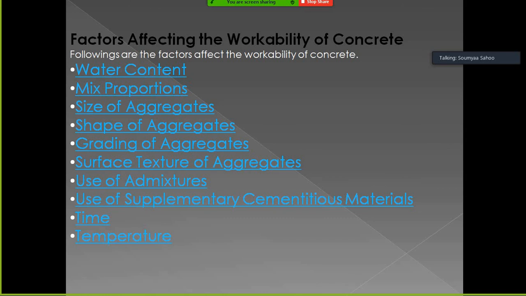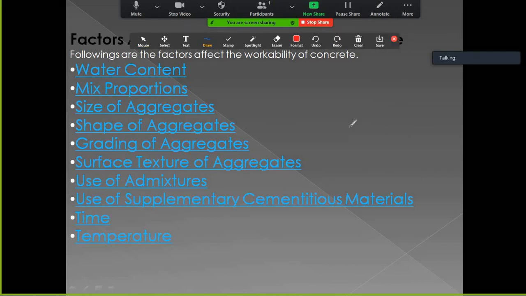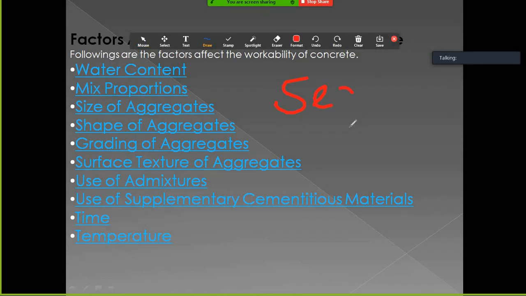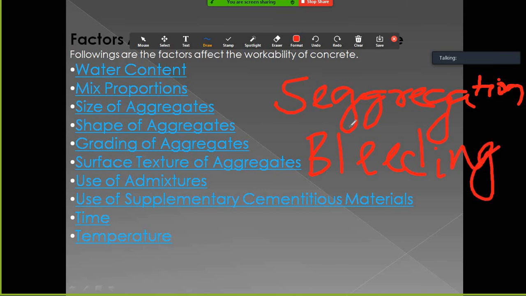Students, lastly in this lecture video, I would like to discuss segregation and bleeding. Segregation is defined as separation of the constituent parts of a concrete mix so that the mix is no longer in a homogeneous and stable condition. Next term is bleeding. Bleeding is the separation of cement and water from the mix.